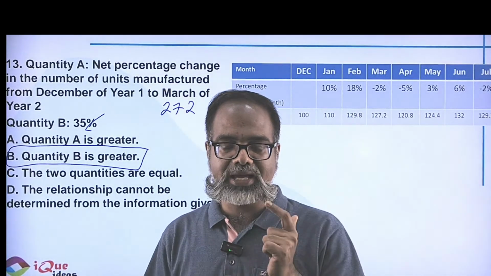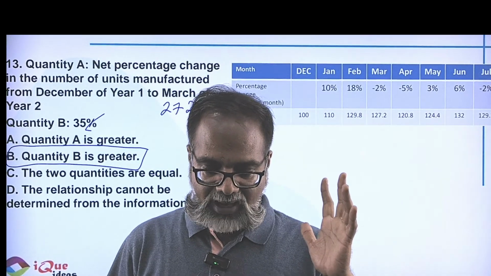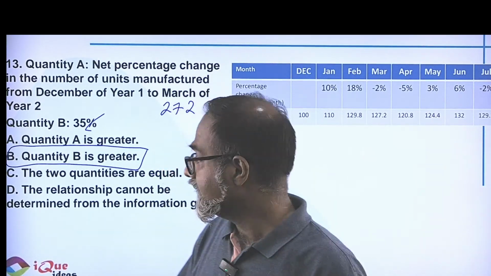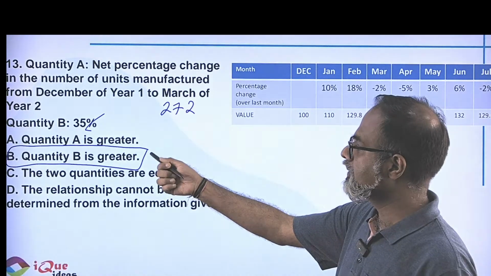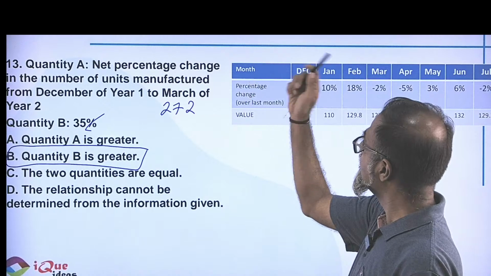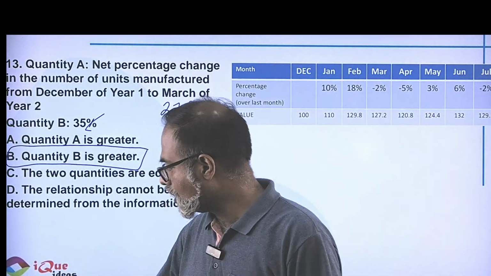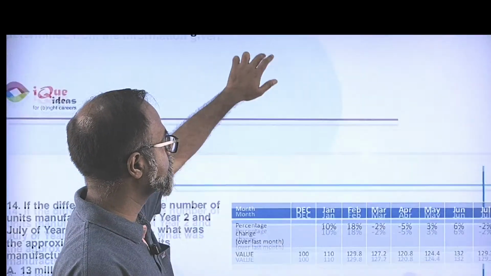And obviously quantity B is greater in this case. So because I was able to quickly identify the values in the table, the first question became an absolute sitter, right? Obviously quantity B, 35%, was greater than the actual increase from December to March. Done. Moving on to the second question.